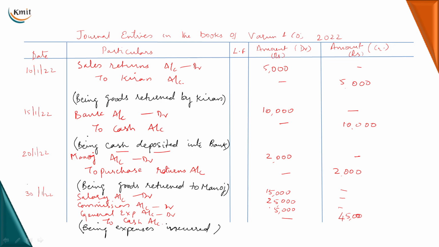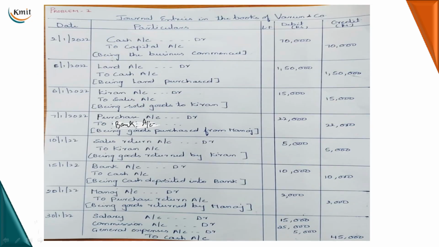So this is about making of the journal and passing of journal entries, and the written part, how you write it on paper, will look like this. Right, with this I'm ending the session here. Thank you.